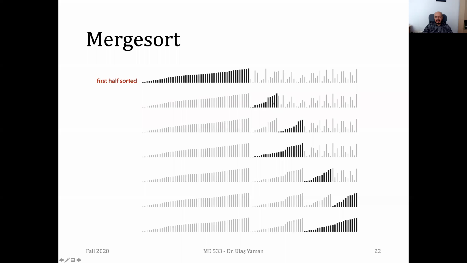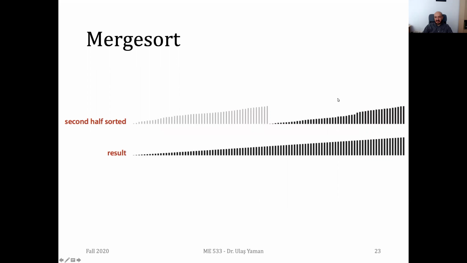So this is another set of sub-arrays. They are sorted separately, merged together, sorted separately, merged together. Again, we have the second half, which is sorted once again. And lastly, we need to merge these halves together and have the final result. And as you see, this is a sorted array.